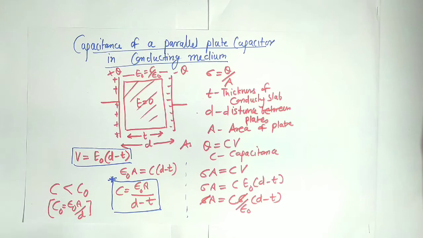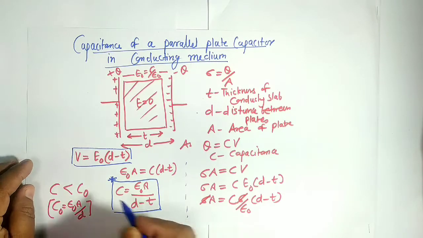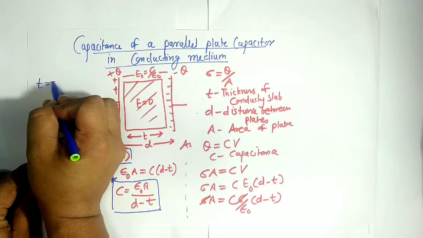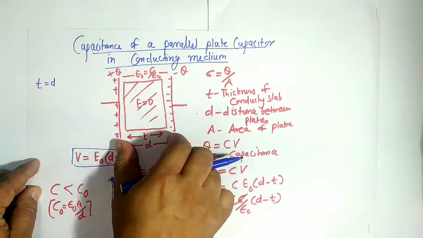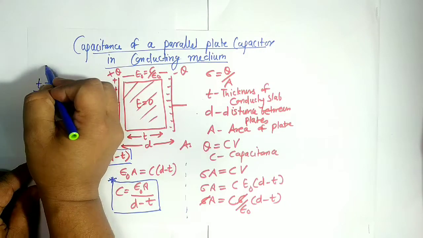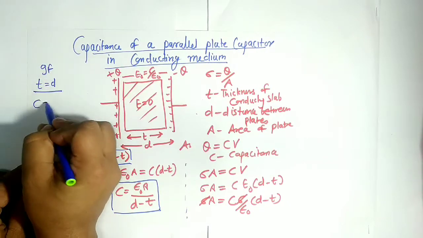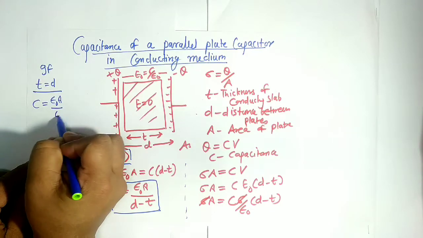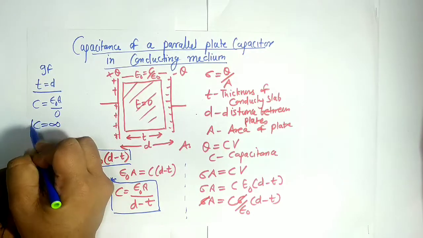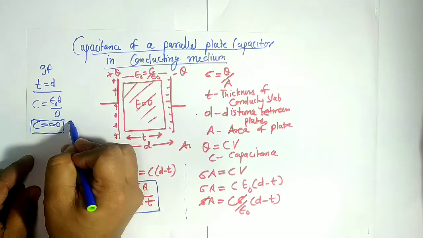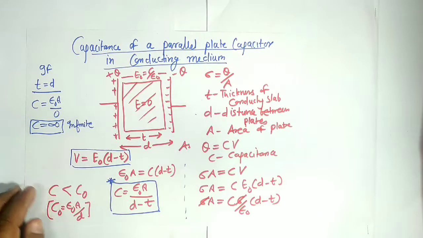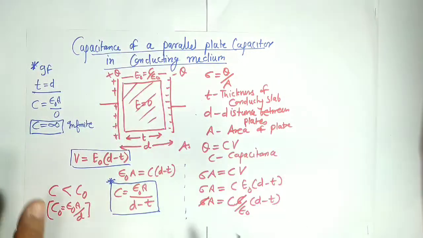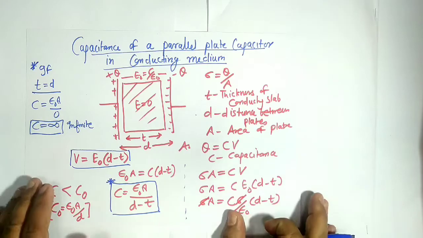Very easy. And you know that in this only, if I say T is equal to D, it means it is completely filled by the conductor. If T is equal to D, do you know what will happen? C will be epsilon naught A by 0. C will become infinite. So it is infinite if it is filled by the conducting medium. So this is also a concept when it is filled by conducting medium. So this is the case for the conductor.